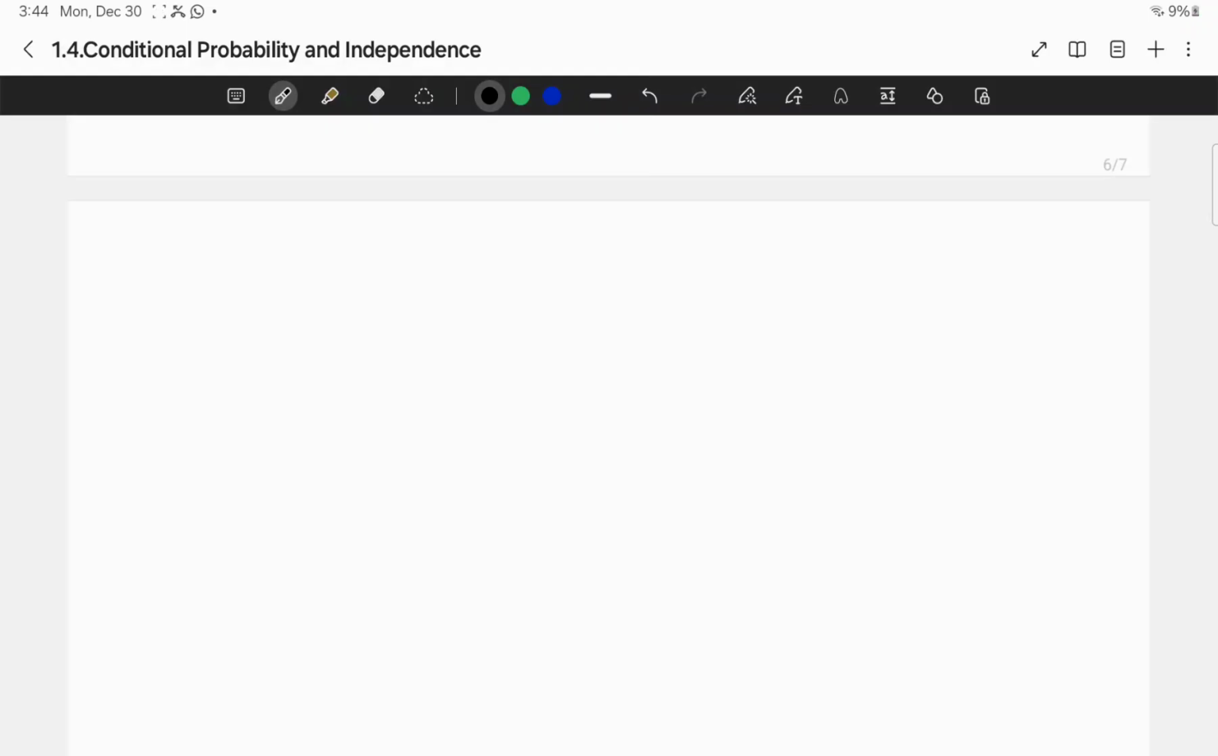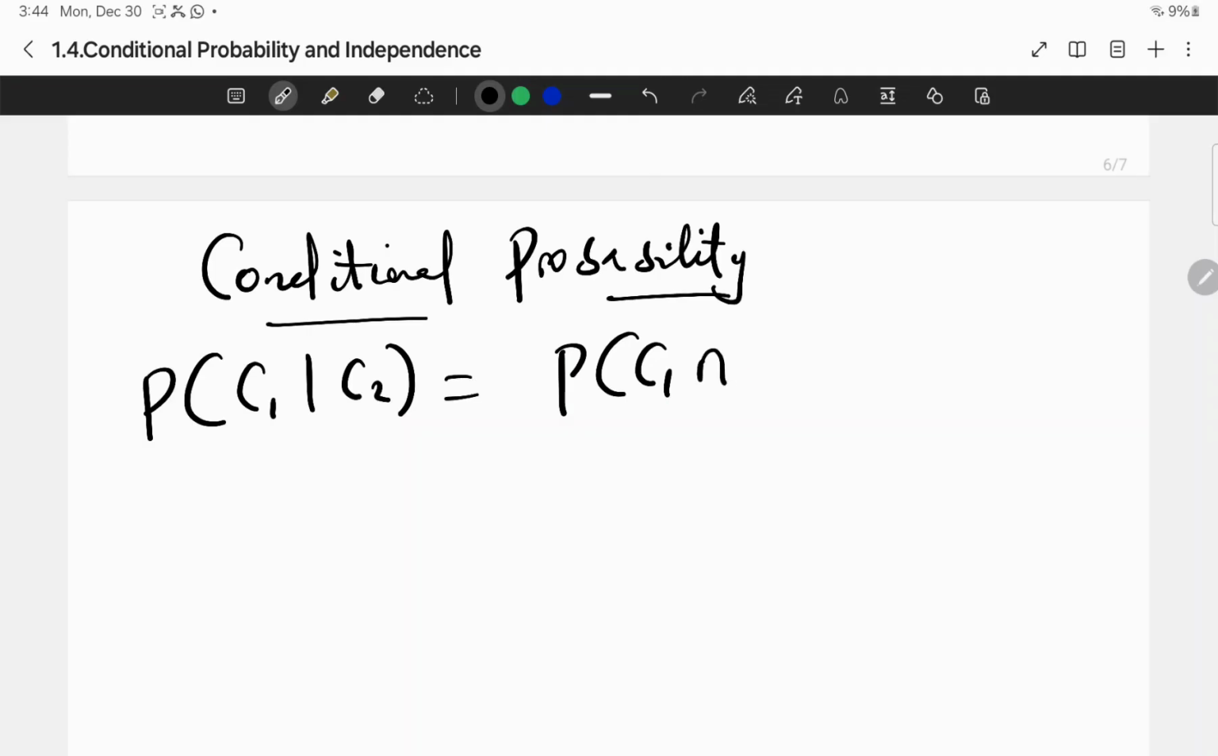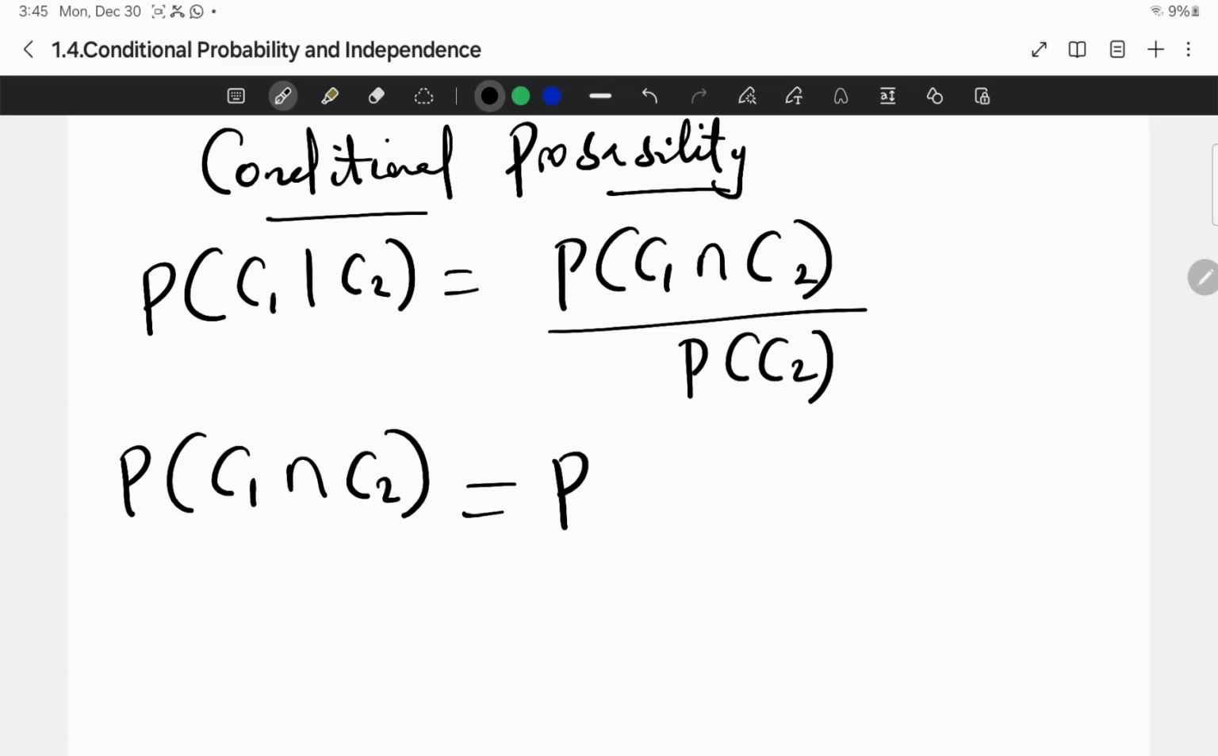So in our previous video, we checked conditional probability, and we have the definition: the probability of C1 given C2 is equal to the probability of C1 intersection C2 over the probability of C2. From here we can derive our multiplication rule by cross multiplying, and we have the probability of C1 intersection C2 equals the probability of C2 times the probability of C1 given C2.